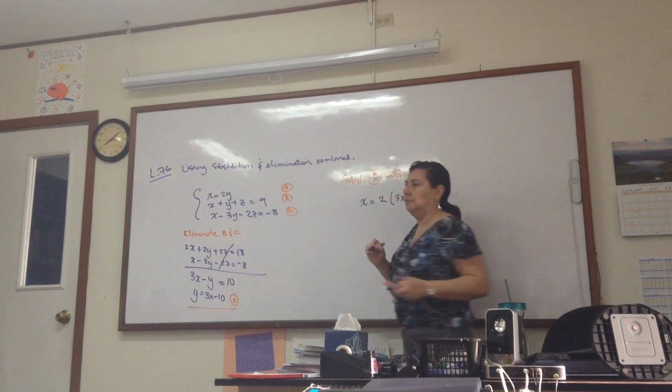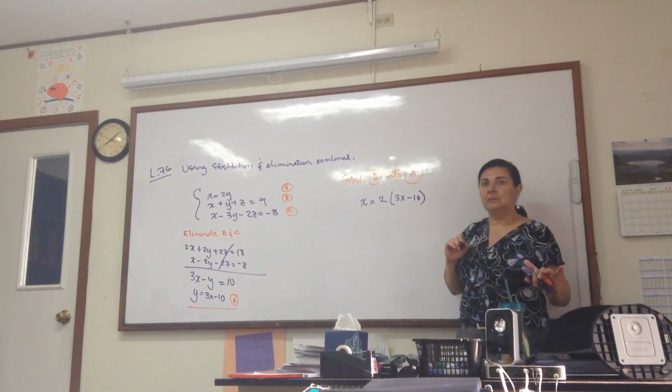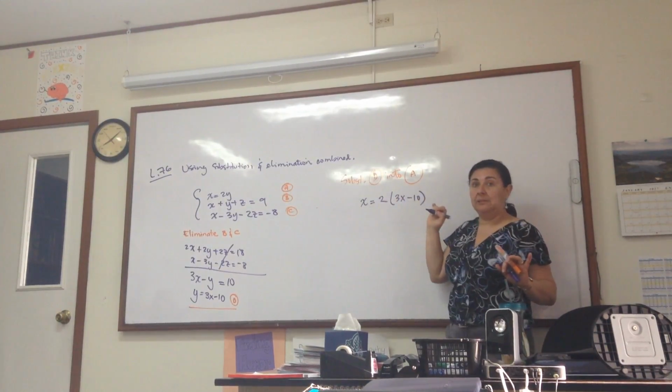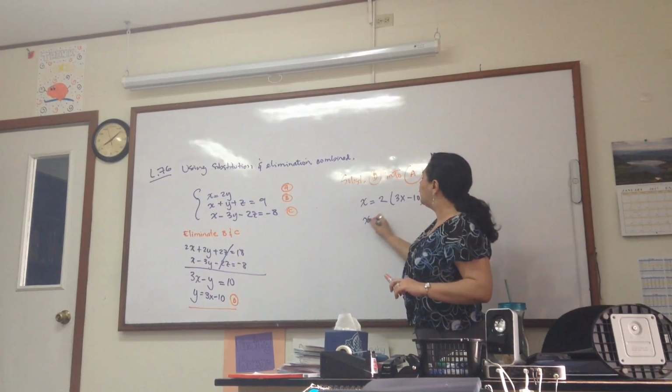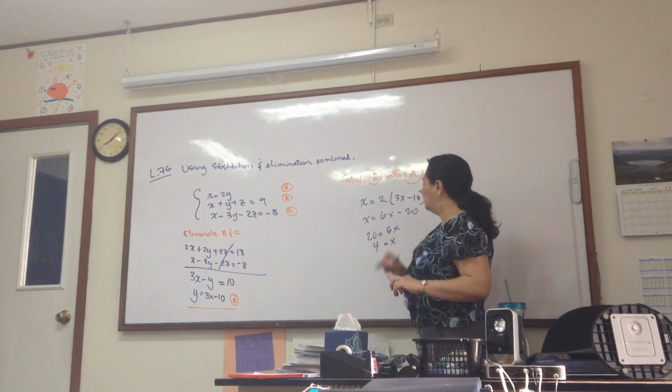Is somebody lost? Why 3x minus 10? Because I said substituting D into A. That's D. So I got x equals 6x minus 20, so 20 equals 5x. X equals 4.